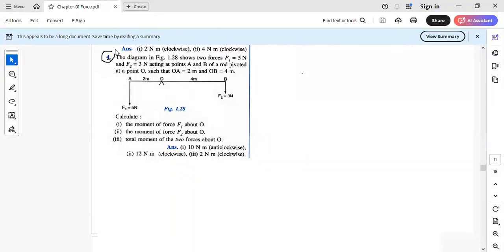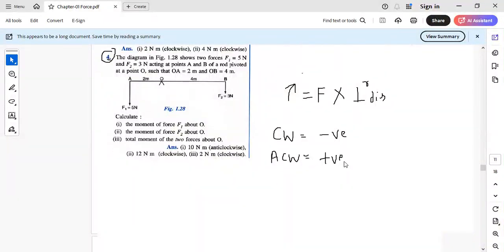Before we go ahead with the fourth question, we need to understand that whenever we are talking about moment of force, the formula for moment of force is force into perpendicular distance. And whenever we have moment of force clockwise, the direction is considered to be negative. And if it is anti-clockwise, the direction will be positive. So based on this, we'll start with question 4.